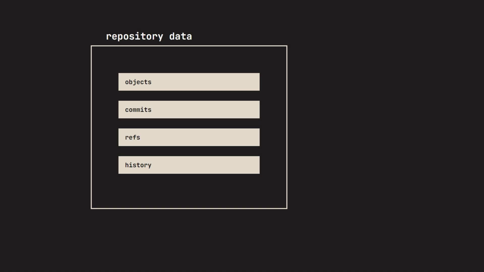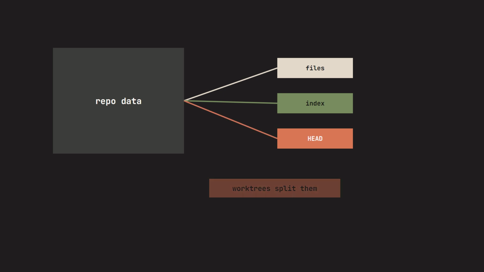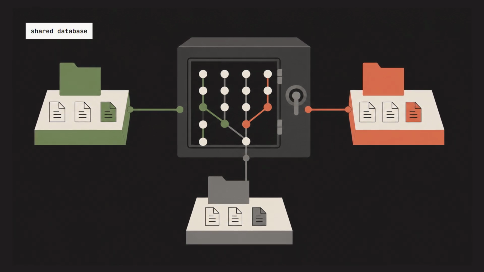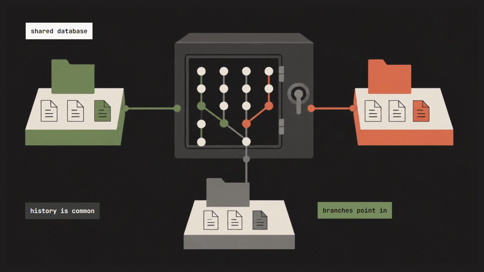A normal Git checkout contains two kinds of state. There is the repository data: objects, commits, refs, branches, tags, and the history stored under the .git folder. Then there is the working tree state: files on disk, the index, and the current HEAD. Most of the time those two pieces sit together, so it feels as if one repository equals one directory. Worktrees split them. The object database and most repository history are shared, while each linked worktree gets its own working directory and its own checkout state.